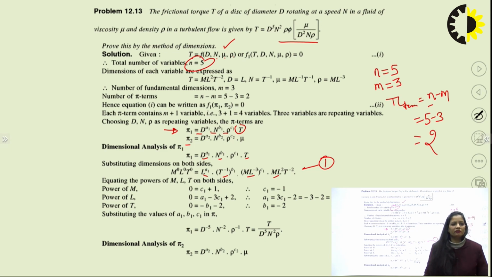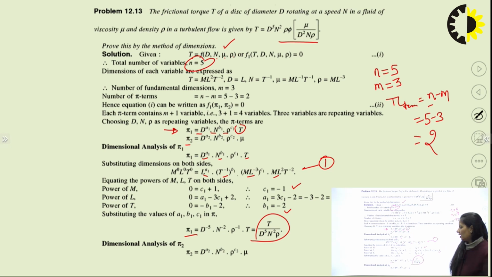Equate the powers of M, L, T, and solve it. You will get C1 as minus 1, A1 as minus 5, and B1 as minus 2. Now, substitute the values of A1, B1, C1 in the pi 1 equation. What you are going to get? Pi 1 as this term, T by D to the power 5 n square rho.